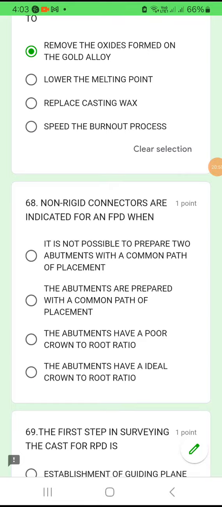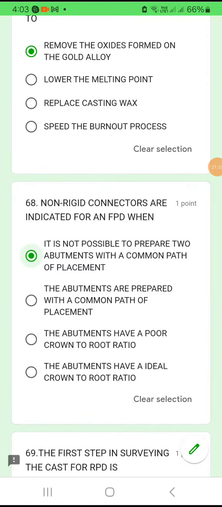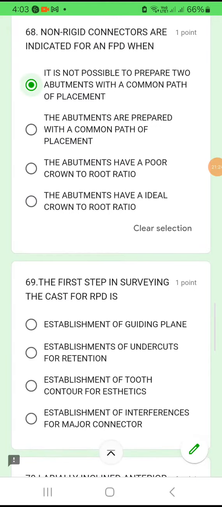Question number 68. Non-rigid connectors are indicated for an FPD when which condition is given? It is not possible to prepare two abutments with a common path of placement. The abutments are prepared with a common path of placement. Abutments have a poor crown to root ratio. Abutments have an ideal crown to root ratio. So the first option: it is not possible to prepare two abutments with a common path of placement. In such a condition, you can give a non-rigid connector in case of an FPD. No common path of placement.